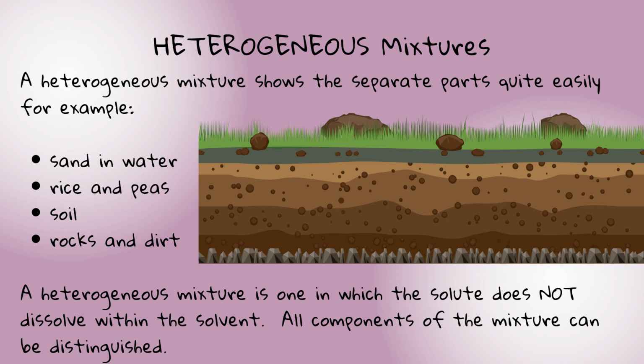A heterogeneous mixture shows the separate parts quite easily. For example, sand and water, rice and peas, soil, rocks, and dirt. The heterogeneous mixture is one in which the solute does not dissolve within the solvent. All components of the mixture can be distinguished.